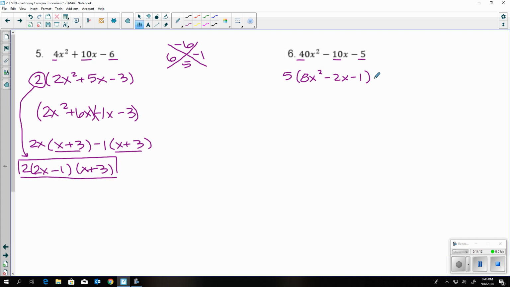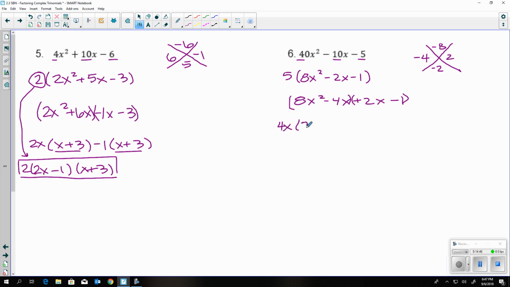So rewrite the problem. 8x squared minus 4x plus 2x minus 1. Factor by grouping. So I can take out a 4x. That leaves me with 2x minus 1. And then I can take out a positive 1. That leaves me with 2x minus 1. These match, so I'm probably doing it right. 4x plus 1 times 2x minus 1.